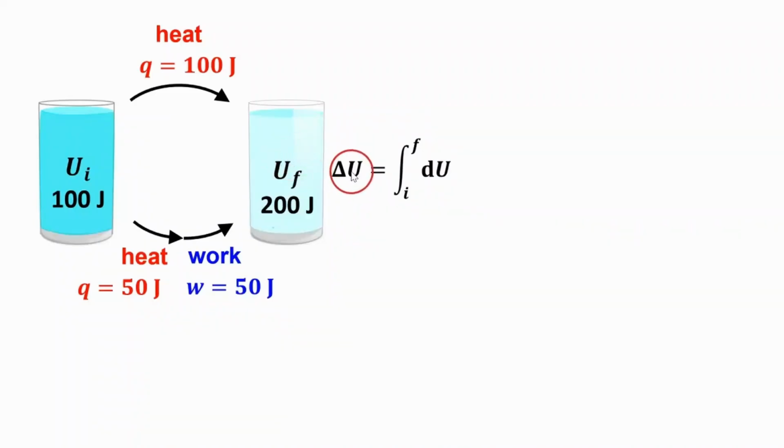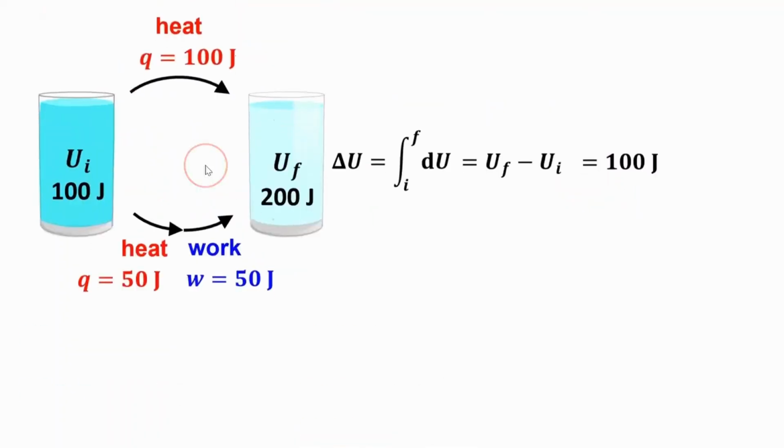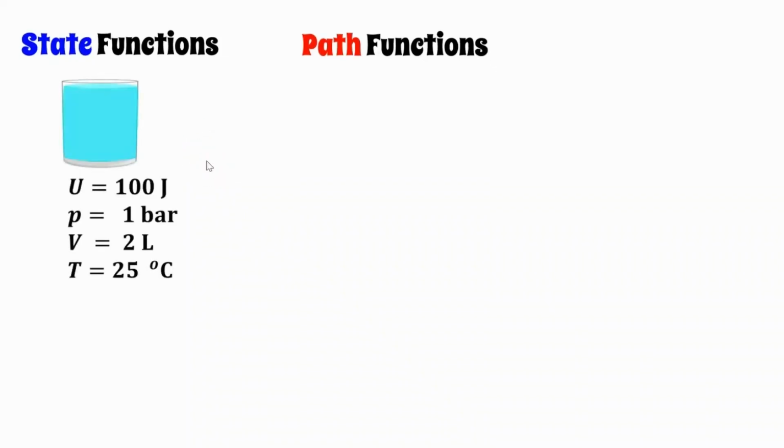The change in internal energy is always the same. It's going to be equal to the integral of dU from initial to final. And just like in normal Calc 2, this becomes internal energy final minus initial, or delta U, which is 100 joules regardless of the path. And that's the key difference between state functions and path functions.